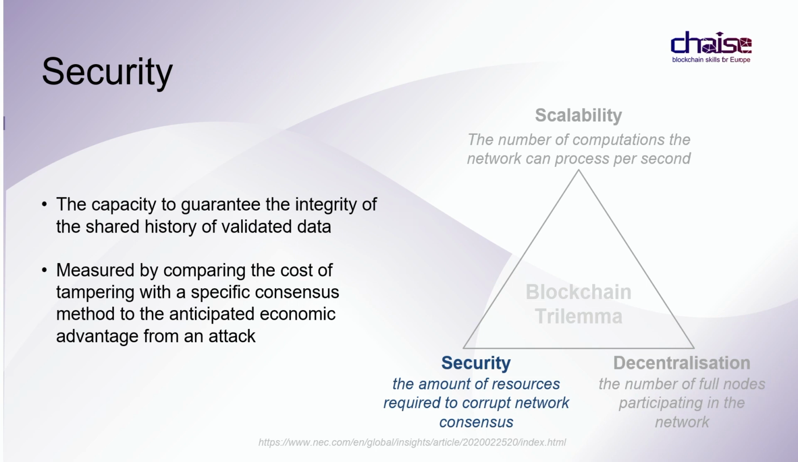Security. The blockchain has the capability to guarantee the integrity of the shared history of validated data. Since security is understood as the amount of resources required to corrupt network consensus, it can be estimated by comparing the cost of tampering with a specific consensus method to the anticipated economic advantage from an attack. It is the consensus mechanism that ultimately determines the level of security, speed of transactions, and scalability of a network.